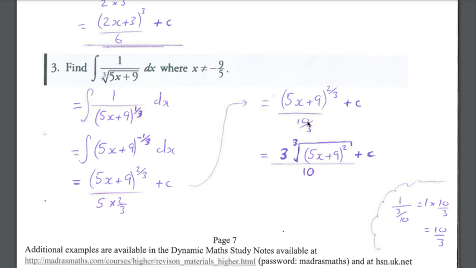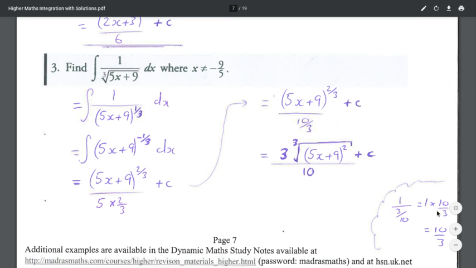If we're dividing by 10/3, we are multiplying by 3/10. So I've written down here. And again, back into root format or surd format. Top number is the power, bottom number is the root. So it'll be the cube root of bracket squared, all multiplied by 3/10. And of course, plus our constant of integration.